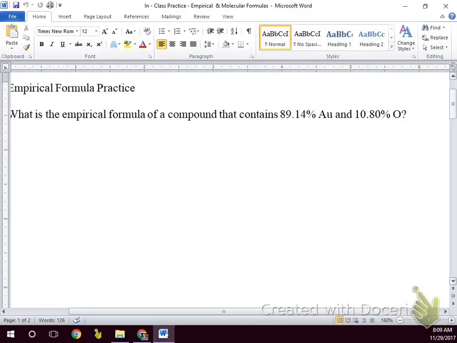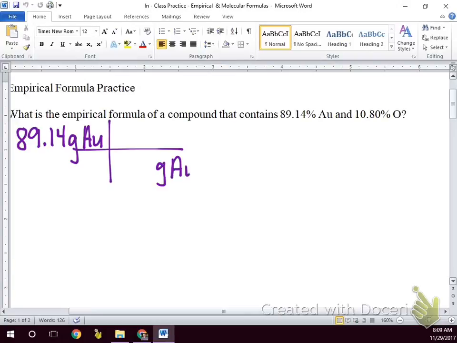Okay, so what's the empirical formula of a compound that contains 89.1% Au? What's Au? Yeah, gold. Gold oxide. Okay, so it's given to us in a percent, so the first thing that we do is put it into grams. Good. So 89.14 grams of Au. And we convert to moles. For oxygen, we have 10.8.